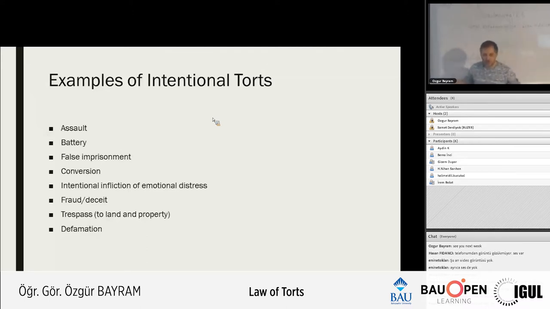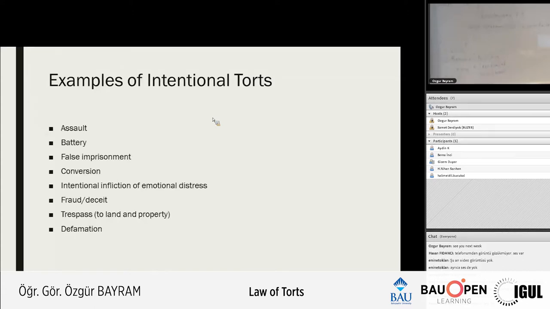False imprisonment, when you trap someone and you don't let them go, you take away their freedom, you lock someone in your basement for years, whatever, or in a closet. Conversion is basically stealing. You steal something. Intentional emotional distress, when you give stress to someone, emotional, psychological damage, hurt. Fraud, deceit, in Turkish, it's dolandırıcılık. Trespass, when you go onto someone's private property without their permission, of course.